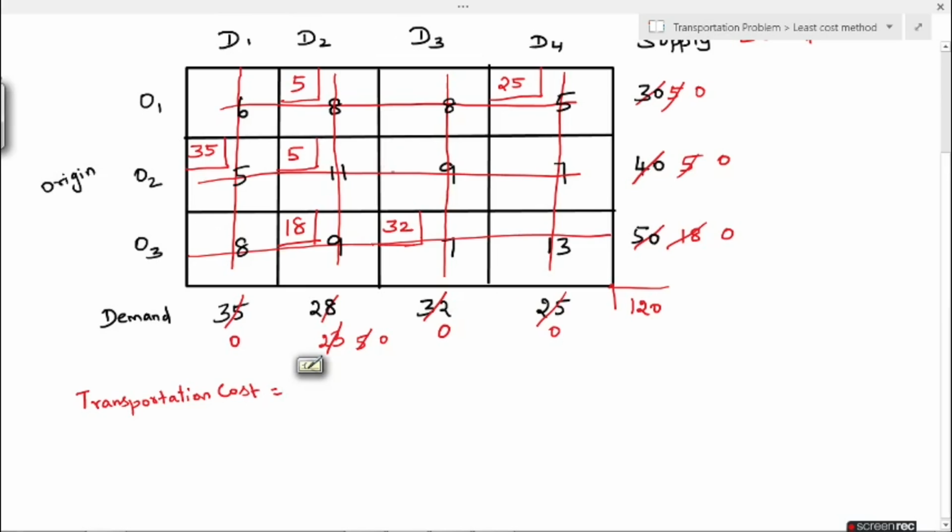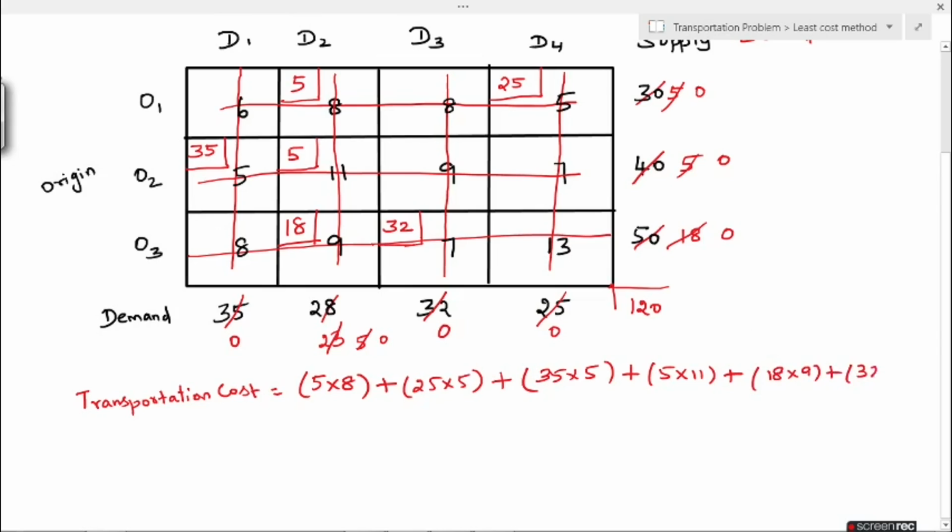First consider the first row. In the first row, the first allocation is 5 units shipped at a cost value of 8, so that is 5 into 8 plus, and this is 25 units shipped at a cost value of 5, so 25 into 5 plus, and the third value is 35 into 5 plus, the next value is 5 into 11 plus, the next value is 18 into 9, and the last value is 32 into 7.